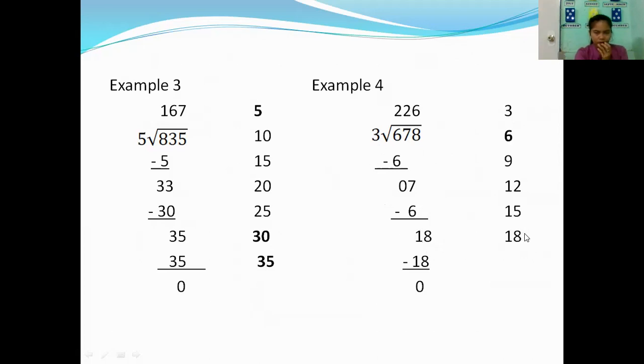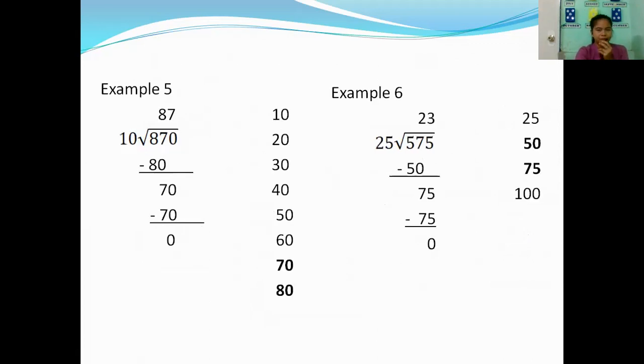We have here 18, so let's count. 1, 2, 3, 4, 5, 6. So you write 6 here and write 18 here. Then subtract, it is 0. So 678 divided by 3 is equals to 226. Okay, next example.